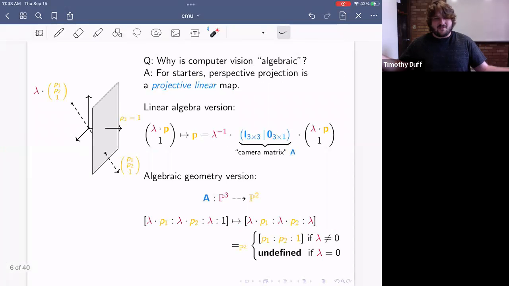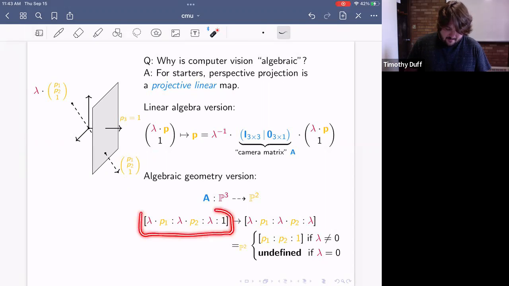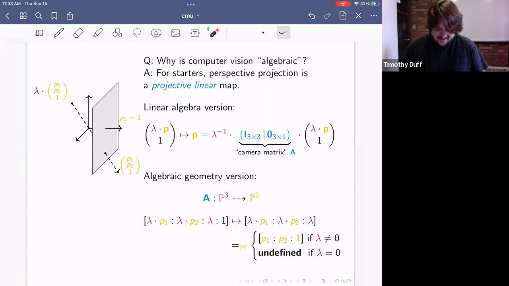And the algebraic geometry version is not much different. It just works in projective space. So once again, I take my world point in homogeneous coordinates and map it to the image point in homogeneous coordinates. But now, since I'm working in projective space, I can just forget this lambda here. So by definition, a point with these homogeneous coordinates, lambda p1, lambda p2, lambda, is the same as the point p1, p2, 1. But this assumes that the lambda, the depth of the point, is non-zero.